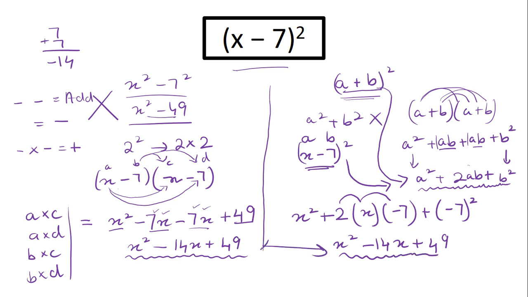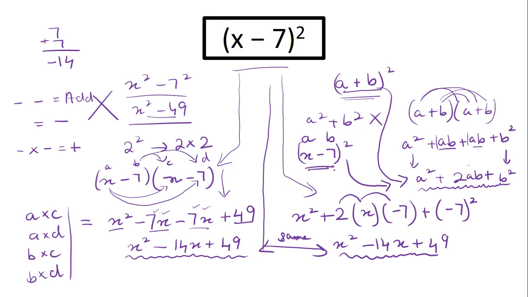These two answers are exactly the same, which means that if I have a bracket and a square, either I open it up and go through all the process of simplifying and looking at the like terms and all of that, or I just simply do a squared plus 2ab plus b squared. That gives me this final answer quicker than the first method.